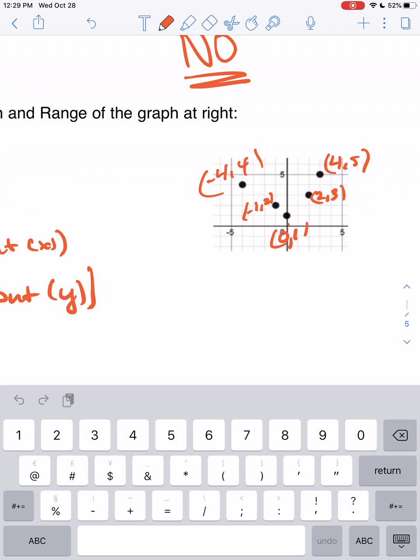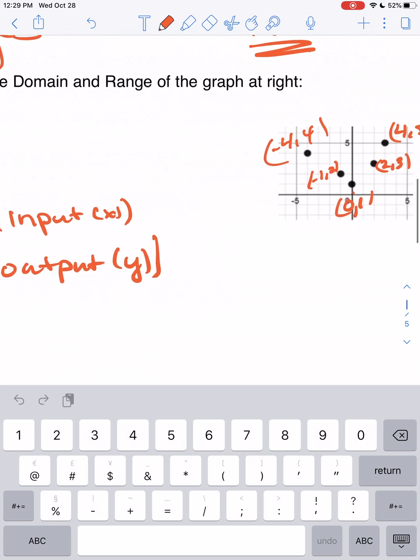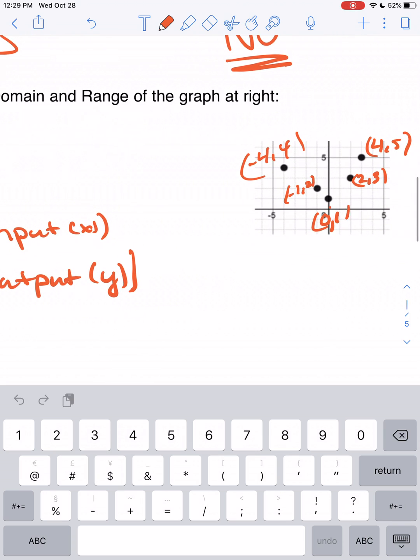If they ask us what the domain of that is, that's our x values. So we usually use a curly bracket like that. Our domain, again, our input, our x values. So it's -4, -1, 0, 2, and 4. Our range would be our outputs, our y's. So it looks like we have a 4, a 2, a 1, a 3, and a 5. That's all there is to it.